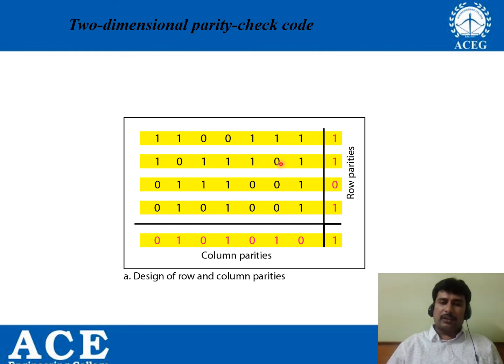10111101. Total number of ones is 5. I require even, so again the redundant bit is 1. Next 011001. 4 ones, so redundant bit 0.